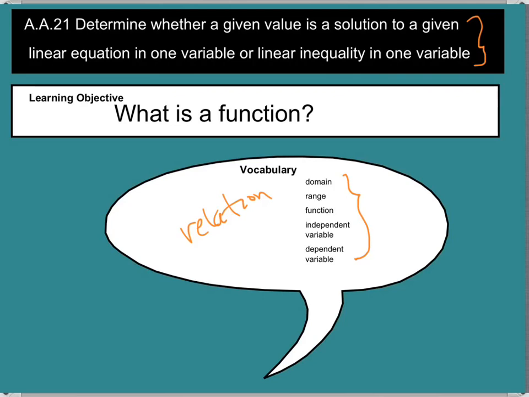And that's the end of our lesson. Today we talked about relations, and we talked about a particular relation, which was a function. We also reviewed how to tell whether a given value is a solution to a given linear equation in one variable, or an inequality in one variable.